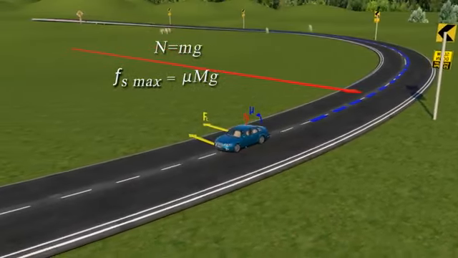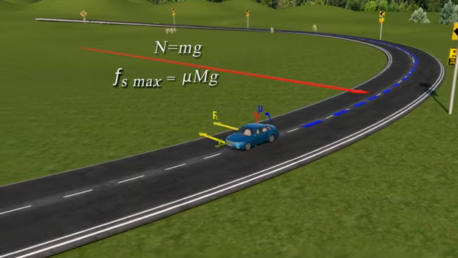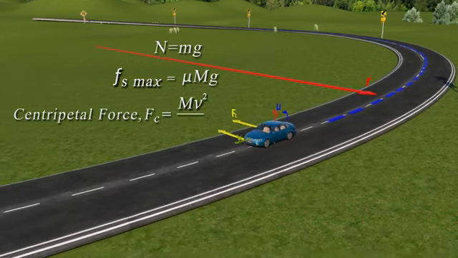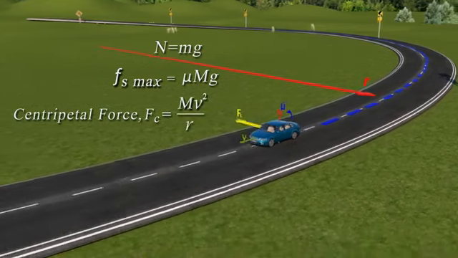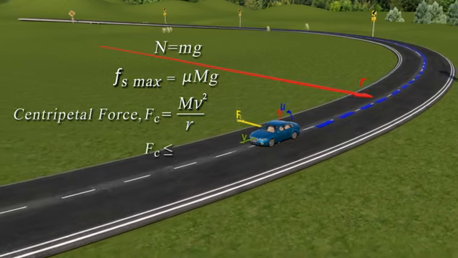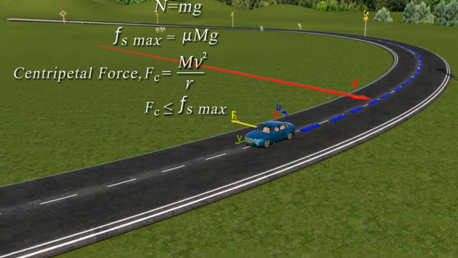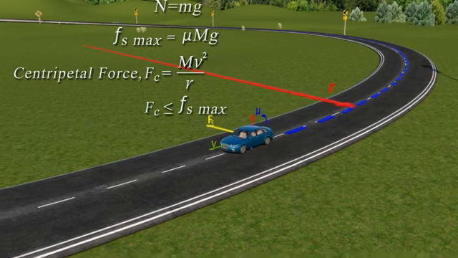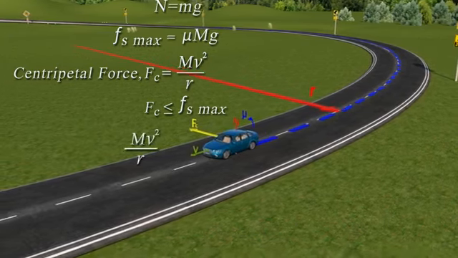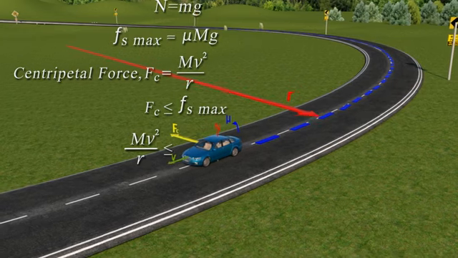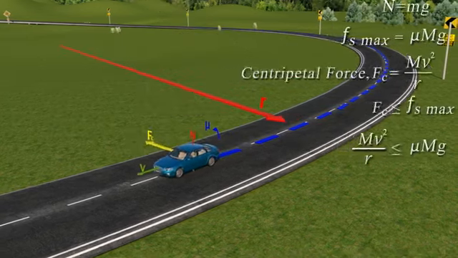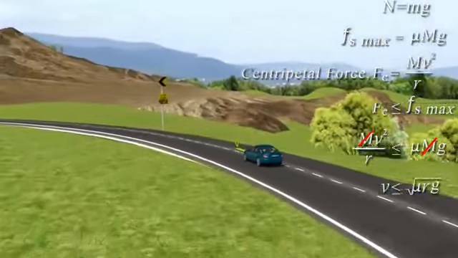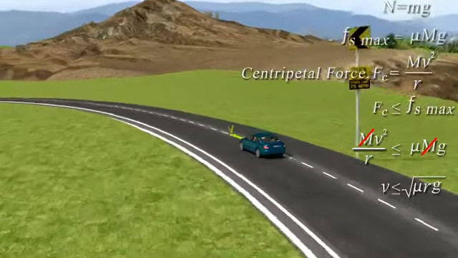While making a turn, if the velocity of the car is v and the radius of the arc is r, the centripetal force acting on it would be equal to mv squared by r. For the car to make a safe turn, the required centripetal force should be within the limit of static friction, which implies that mv squared by r is less than or equal to mu mg. In other words, v should be less than or equal to the limiting value, root over mu rg.